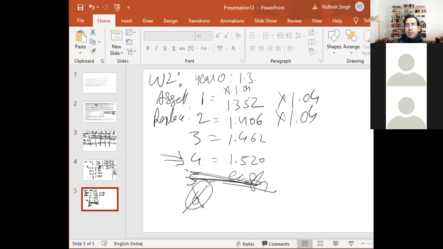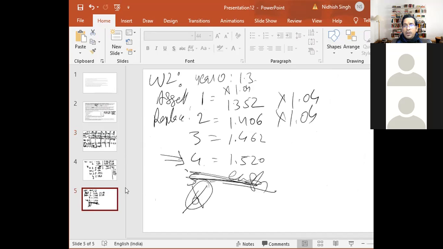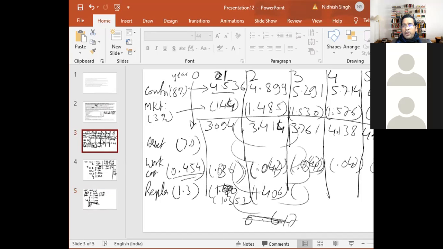I forgot what the number was here. So just to remember, starting with 1300 in year 0, then 1352, 1406. Replacement, just one word, replacement. So it is a negative cash flow, so 1.3 million, then 1.352, 1.406 negative, then back here 1.520, and do we need anything else?